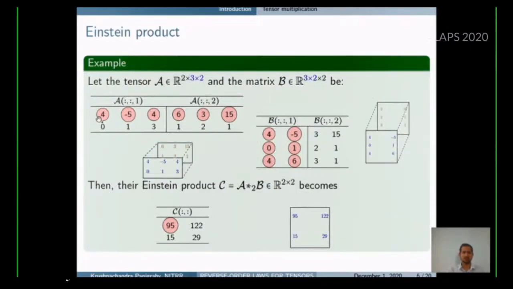This 4 is multiplied with 4, minus 5 is multiplied with 0, 4 is multiplied with 4. In this way, we can calculate this tensor.